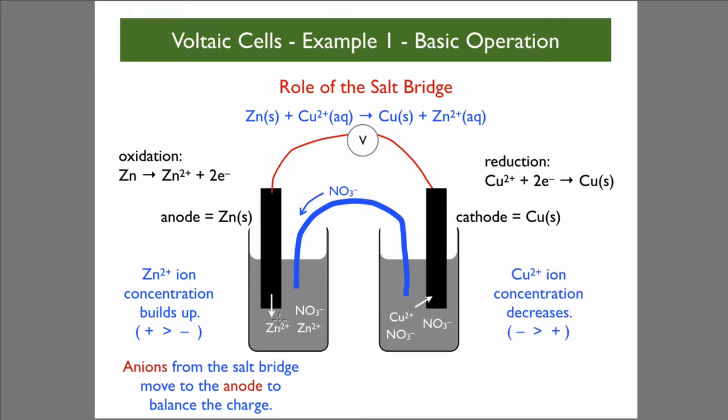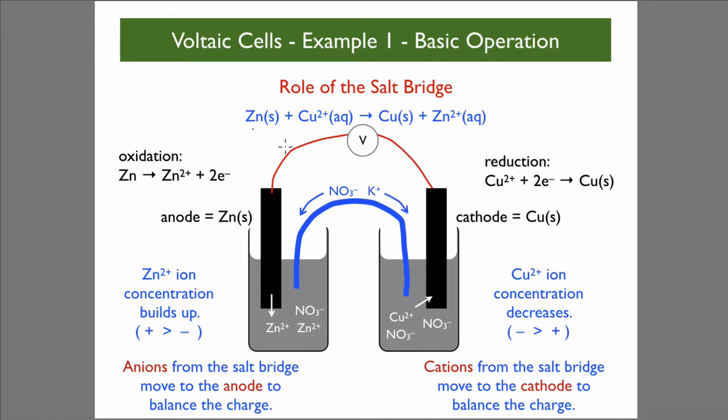On the other side, the copper ion concentration decreases as it forms the copper solid. So cations from the salt bridge move to the cathode to balance this charge. And in this case, say if we had potassium nitrate in the salt bridge, the potassium would move into solution to balance that charge.